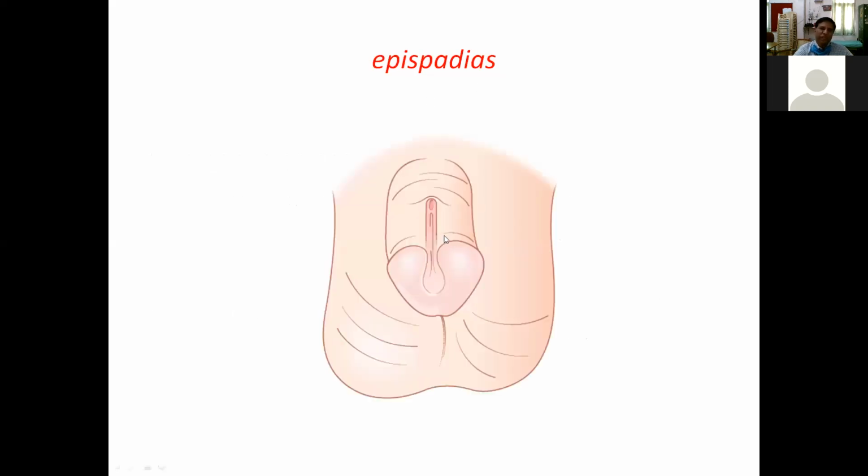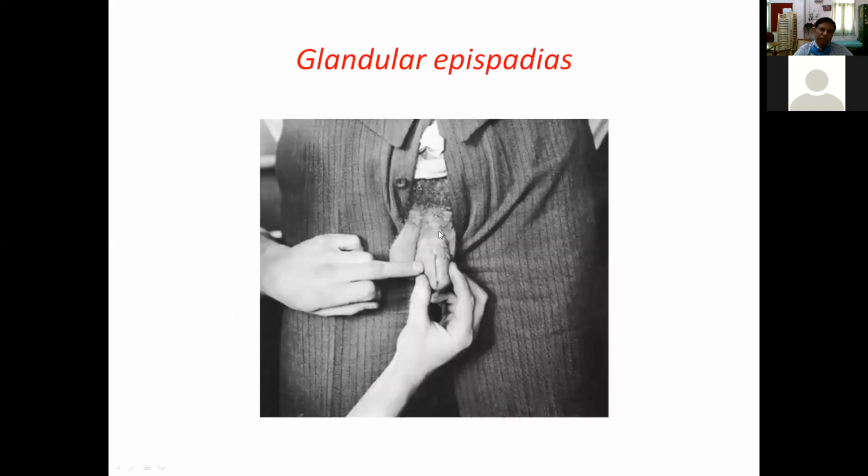So this is the epispadias. The urethral opening is anterior, dorsal. Opening is in the dorsal of the penis. You can see the opening here. Instead of at this point ventrally, it is present dorsally.